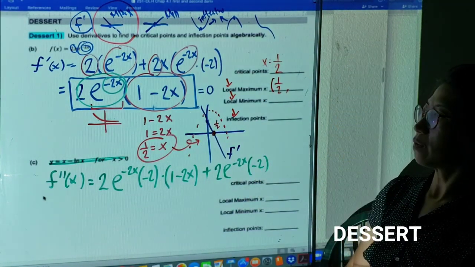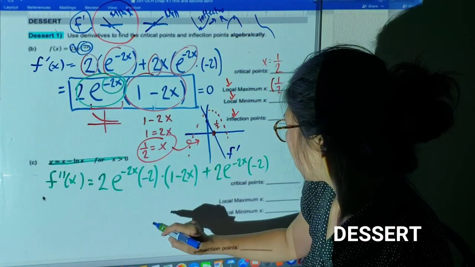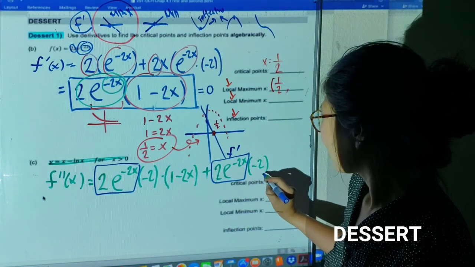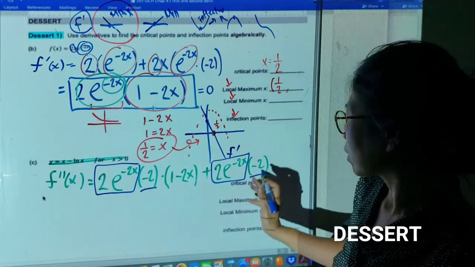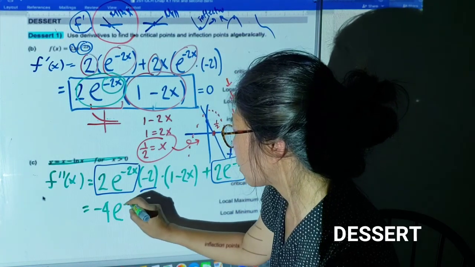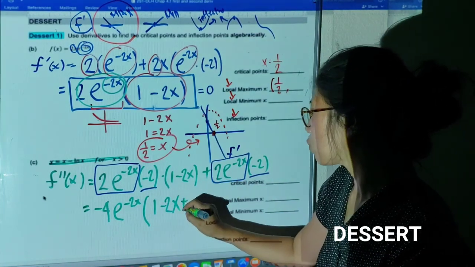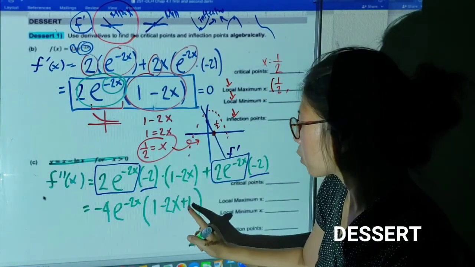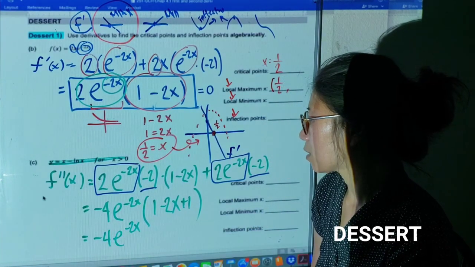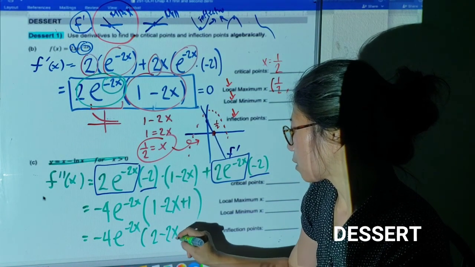So staring very carefully again, what are the common factors? Do you see common factors? I see this one, and then negative 2, negative 2. So we can all pull out as a common factor, which will be negative 4 e to the negative 2x. Inside I have a 1 minus 2x plus 1, right? Since I pull everything out, I should have a plus 1. Negative 4 e to the negative 2x and 2 minus 2x. Okay.